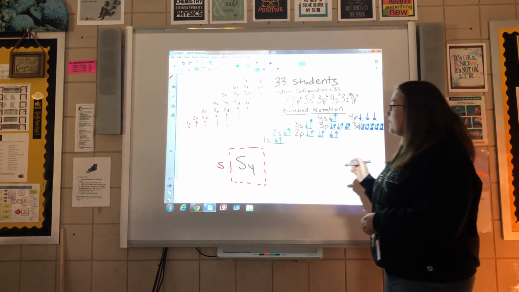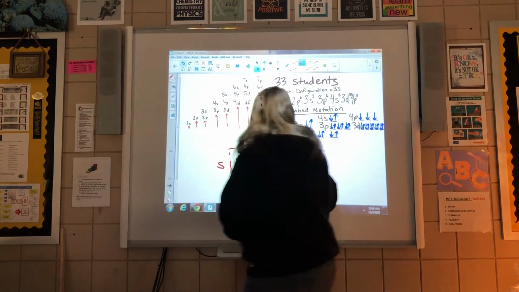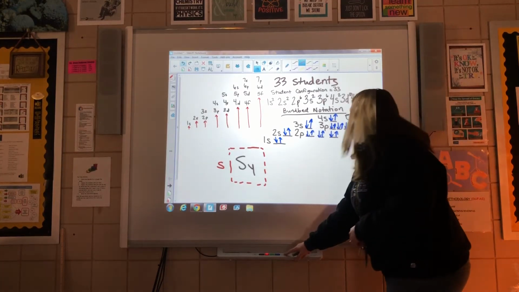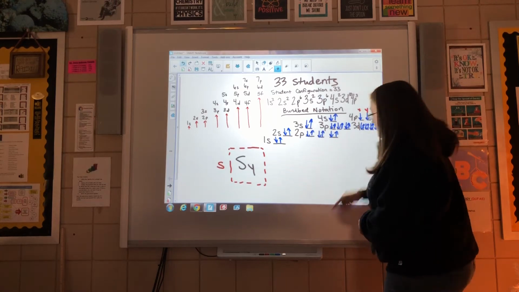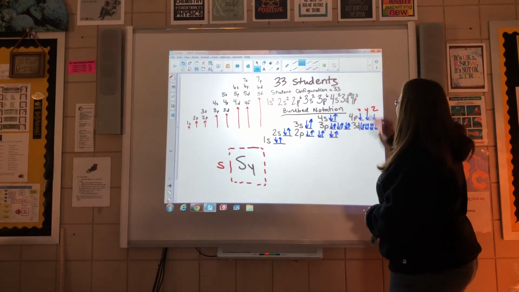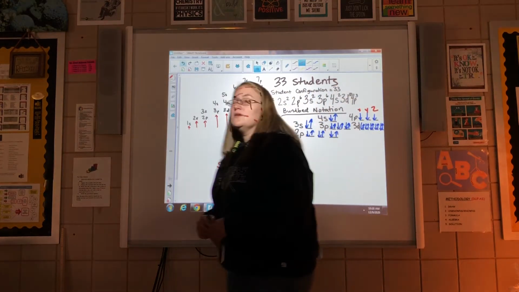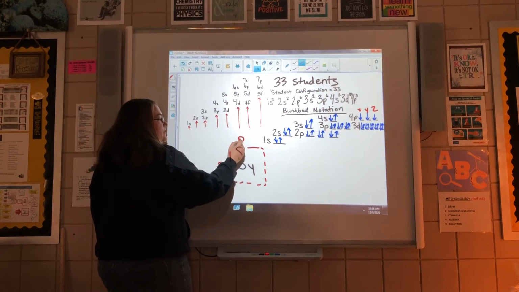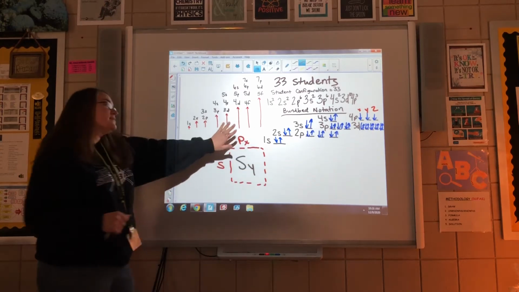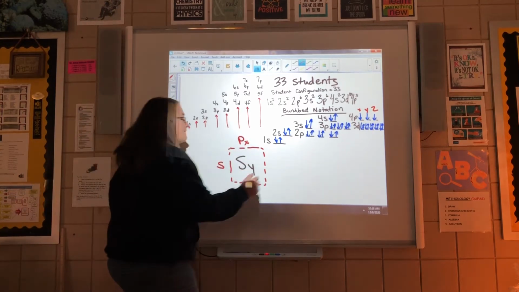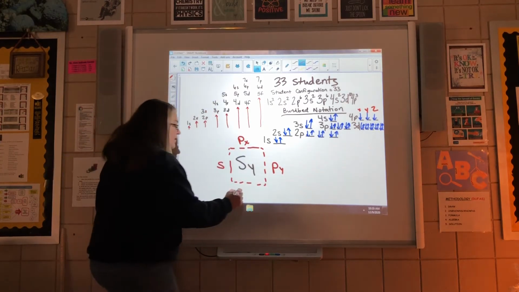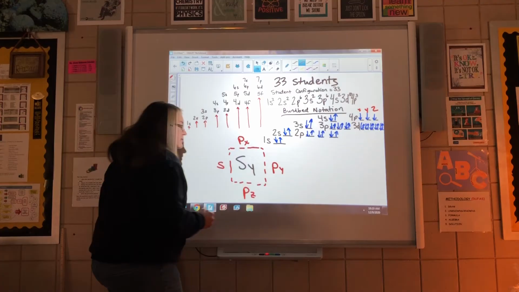Okay? So we're going to name those beds in the party room. We're going to name them X, Y, and Z. It doesn't look like a Z, does it? We're going to name them X, Y, and Z. Okay? So we're going to say that the next bunk bed is going to be PX. So my PX dots are going to go here. My PY dots are going to go there. And my PZ dots are going to go here.